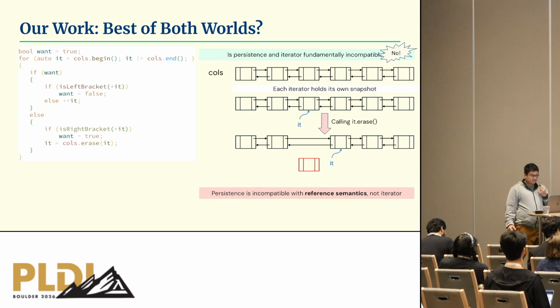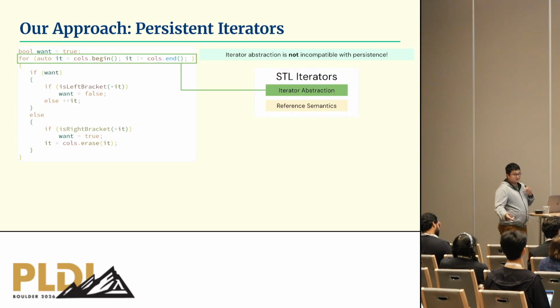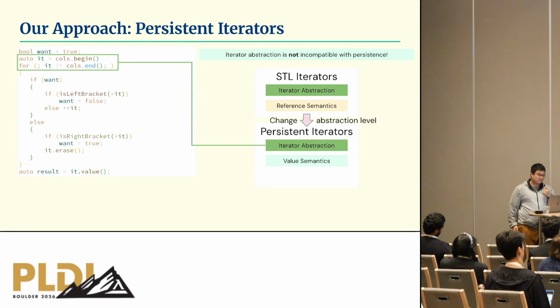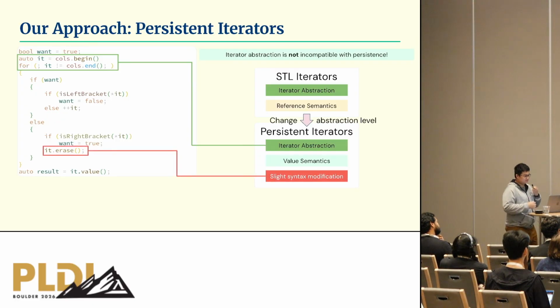By following this reasoning, we can see that persistence is actually only incompatible with reference semantics, not the iterator abstraction itself. Now, this is how the STL iterator works, and this is how the new code in our library works. So we can see that to achieve persistent iterators, we only need to change reference semantics to value semantics and introduce a few syntax modifications. For example, while we are still using iterator to iterate through the container, we now call erase directly on the iterator because we want to modify the snapshot, not the container itself.